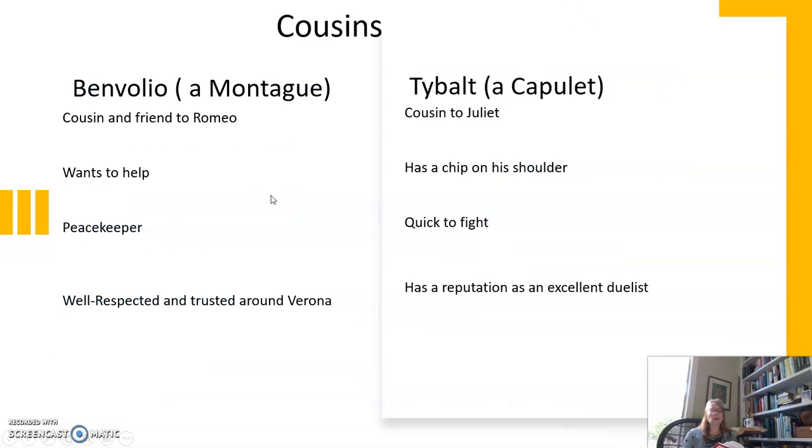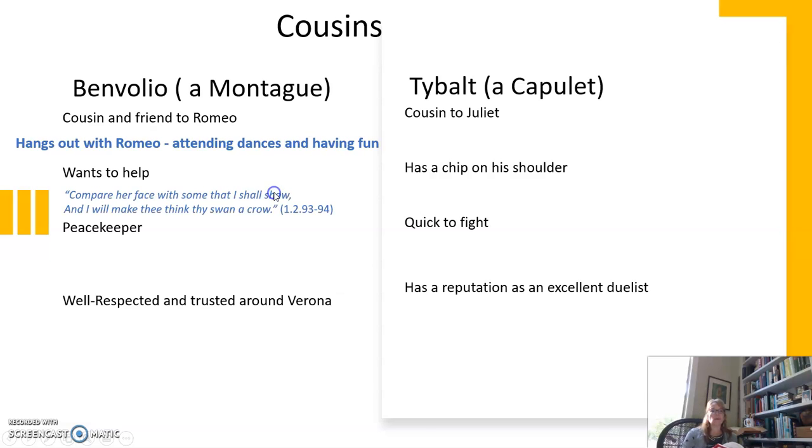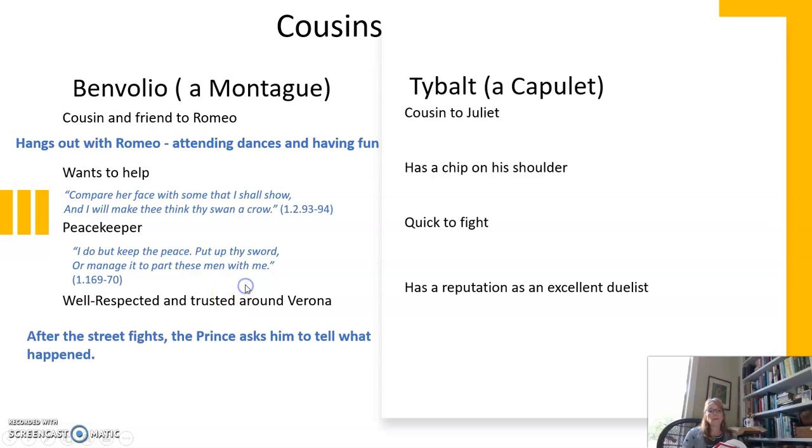The cousins. Benvolio, a Montague, cousin and friend to Romeo, hangs out with Romeo, attends dances, and so on. He wants to help. He tells Romeo to play the field, look around: "I'll make thee think thy swan a crow." He is a peacekeeper. He says, "I do but keep the peace, put up thy sword, or manage it to part these men with me." He is well respected and trusted around Verona. In fact, after the street fights, the prince asks him to tell his objective version of the fights, even though he is a Montague. His name means good wish or goodwill. Anything bene in Latin is good.